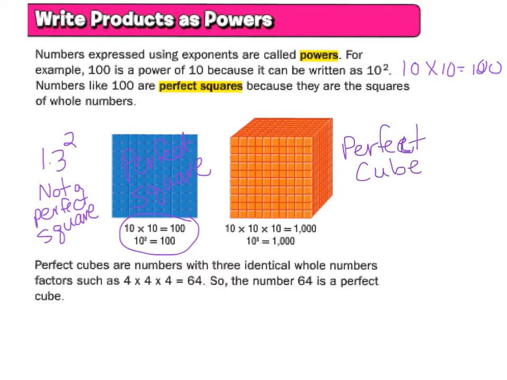Sorry, my C looks like an E. And that also works for a number like 4 times 4 times 4, which is 64. That's a perfect cube. We're taking 3 things times each other. So a non-example would be if I took 7.32 to the third power. This is not a perfect cube, because it's written as a decimal.